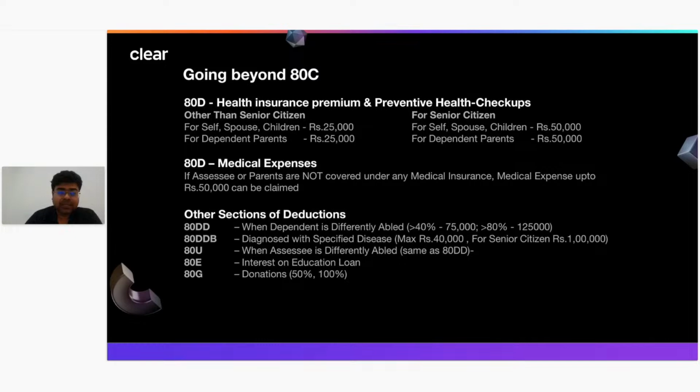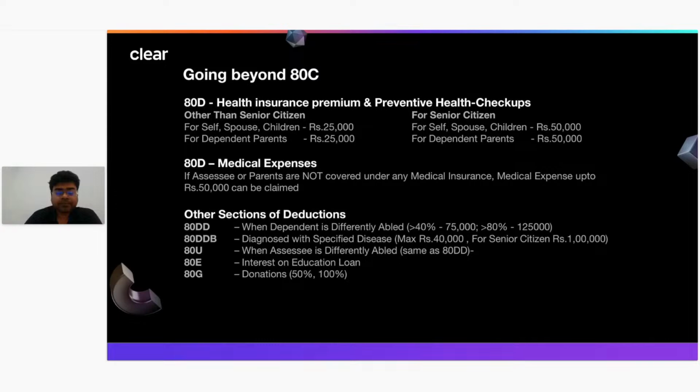If any dependent on you is suffering from any specific diseases, for example, motor neuron diseases like Parkinson's or any other severe diseases like cancer, etc., for them, medical expenses or 40,000 rupees, whichever is lesser, can be taken as deduction. In case they are senior citizens, a maximum of up to 1 lakh rupees can be taken.